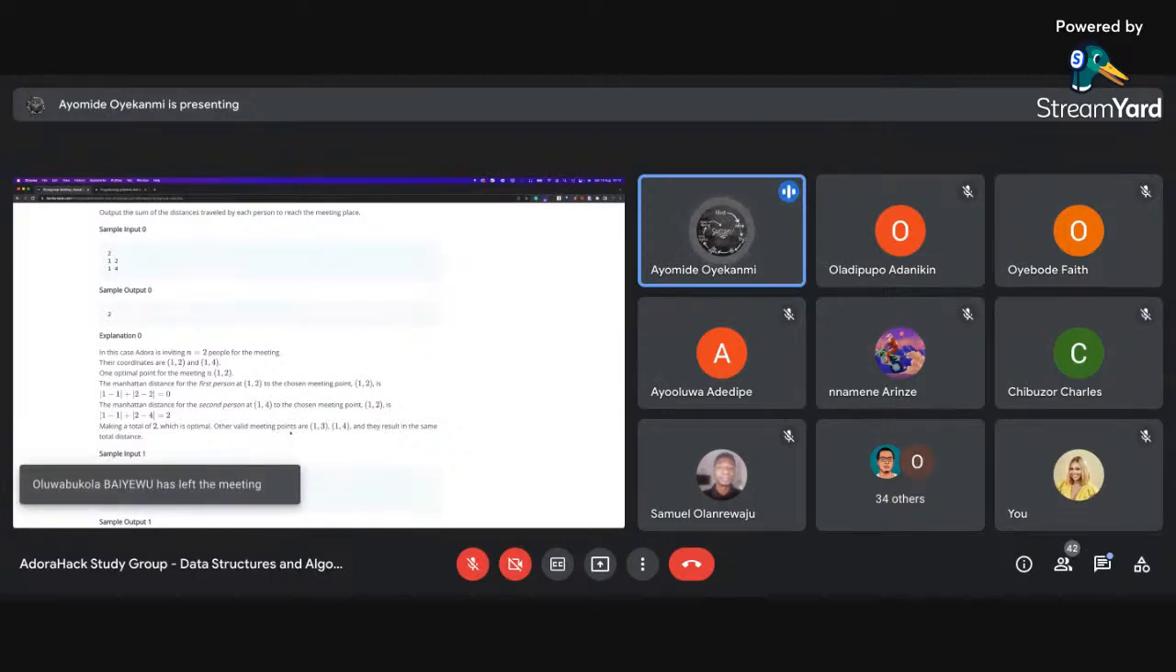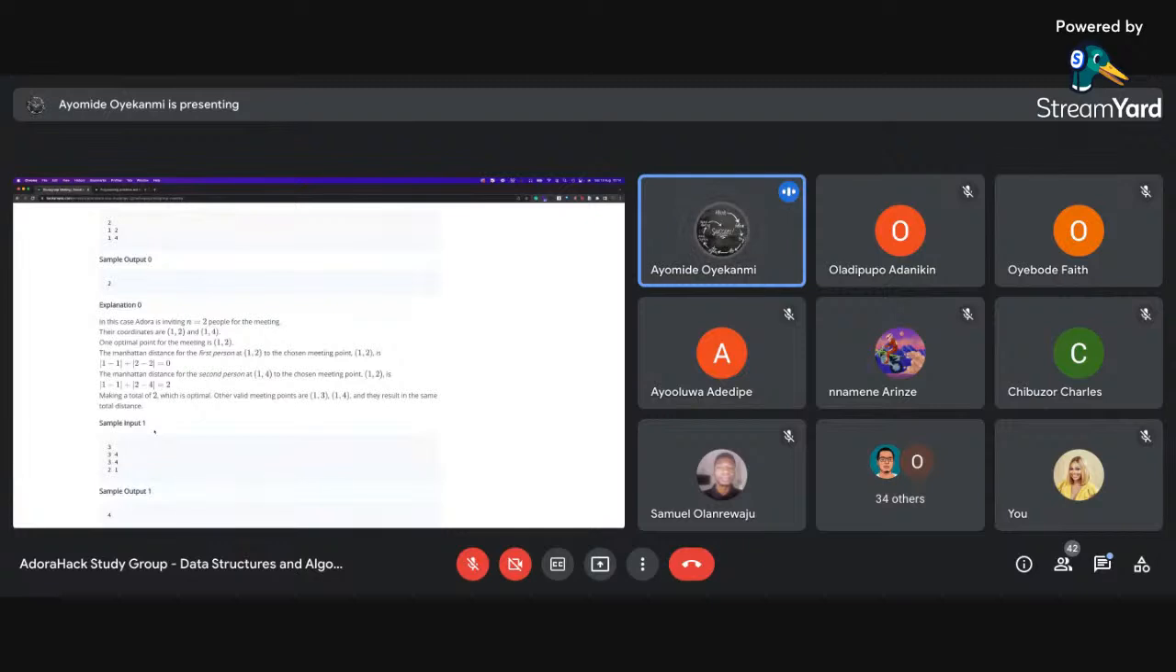Now it is important to note that there can be more than one valid meeting point, more than one meeting point that minimizes the total distance, right? So if the meeting point we decided on was (1, 3), we would also still get a total distance of 2. If we decided on (1, 4), we would also get a distance of 2. So yes, there might be more than one valid meeting point.